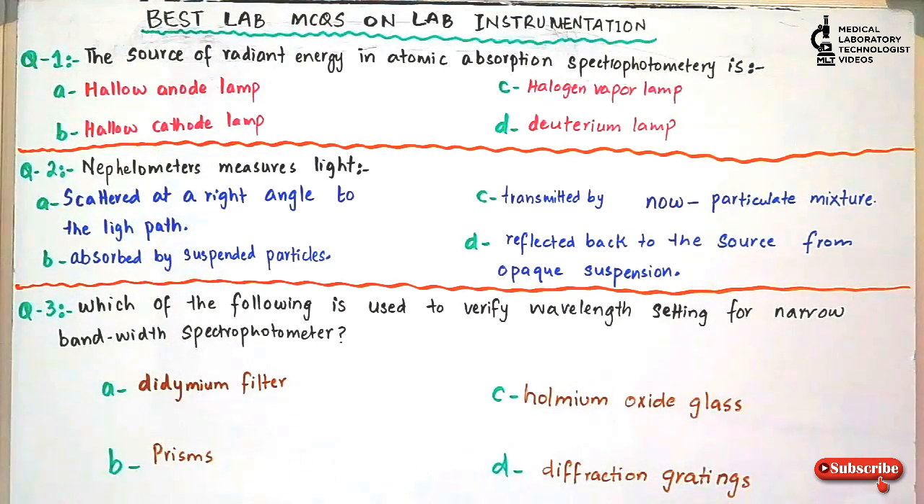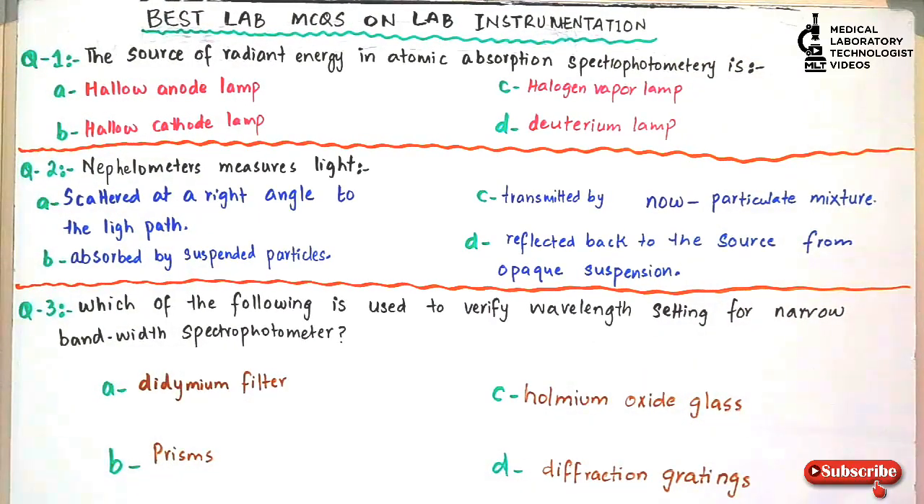Question number 1. The source of radiant energy in atomic absorption spectrophotometer is option A, hollow anode lamp; option B, hollow cathode lamp; option C, halogen vapor lamp; and option D, deuterium lamp. And the answer for this question is option B, hollow cathode lamp. Actually, hollow cathode lamp emits the line spectrum of the pure metal of the measured element.